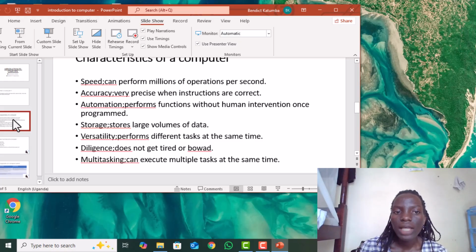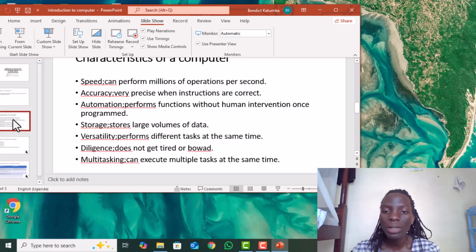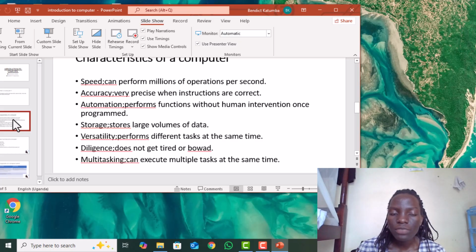Then again, a computer is automatic, can perform functions without human intervention once programmed. Once you feed it with anything, it can give you back what you need. That it is automatic does not mean it does not need the assistance of a person or a human being to help it give out its feedback. A computer also has enough storage. It has a large storage for accommodation of a lot of data, and it also is versatile in the way that it can perform different tasks at the same time.